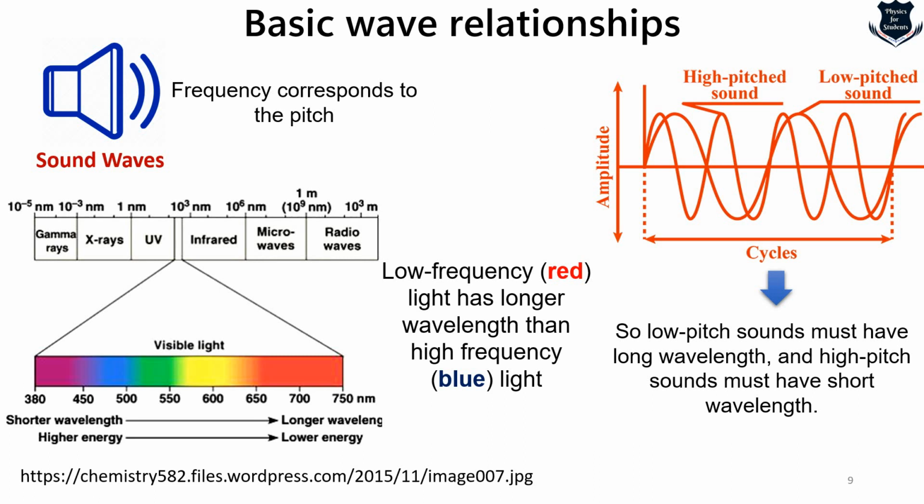Just as for sound waves, frequency corresponds to the pitch, for electromagnetic waves, frequency corresponds to the color. So the relationship between the wavelength and frequency means that a higher frequency has a kind of bluish light, and a lower frequency has a kind of reddish light.